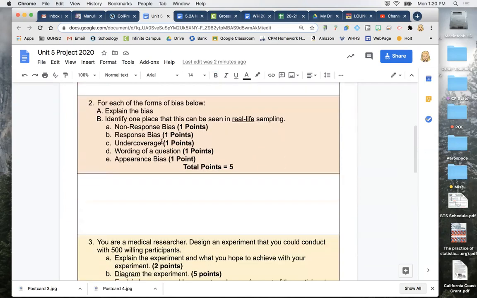Okay, in number 2, you're going to explain each one of the biases. So when I talk about non-response bias, response bias, undercoverage, wording of a question, and appearance bias, what do I mean when I say those different things?